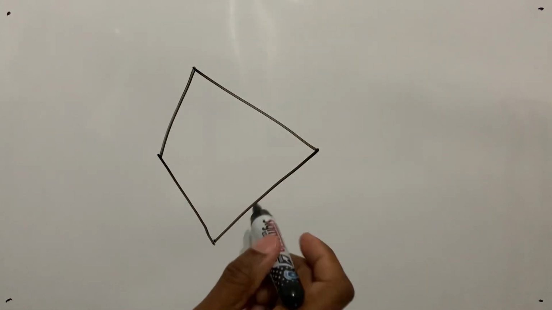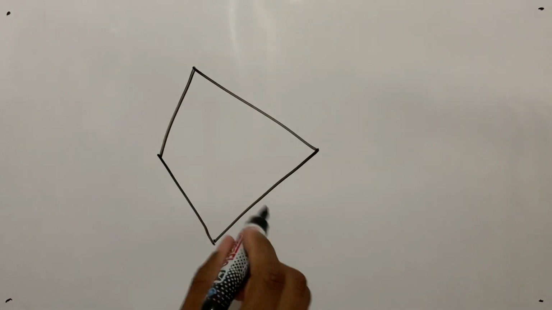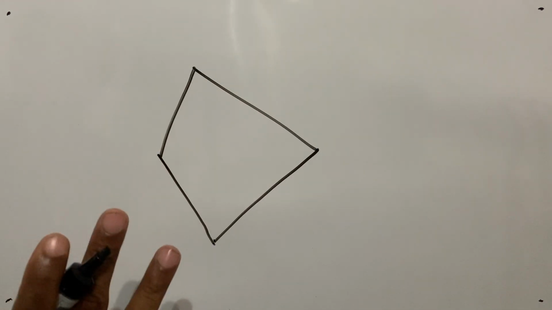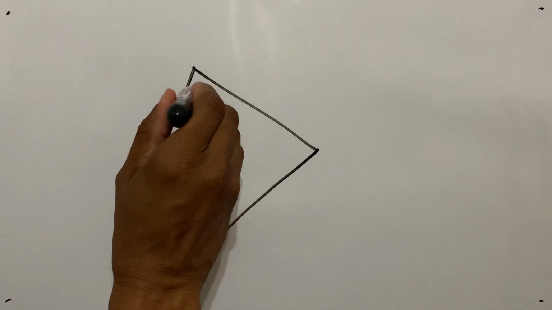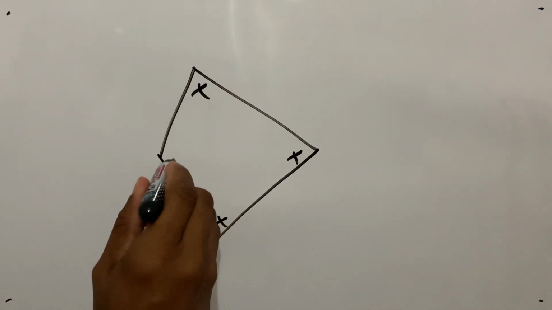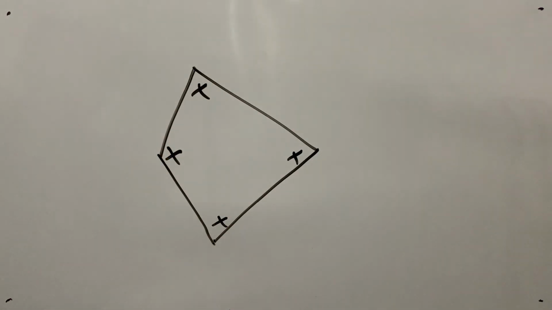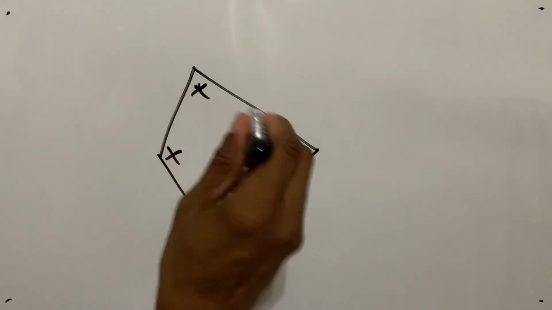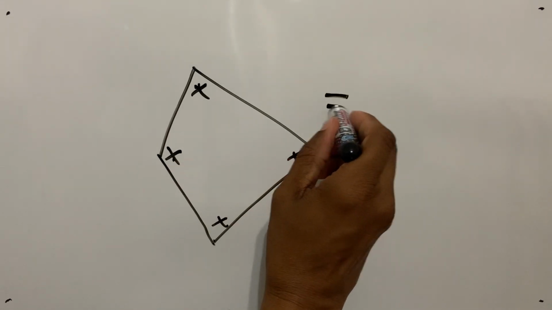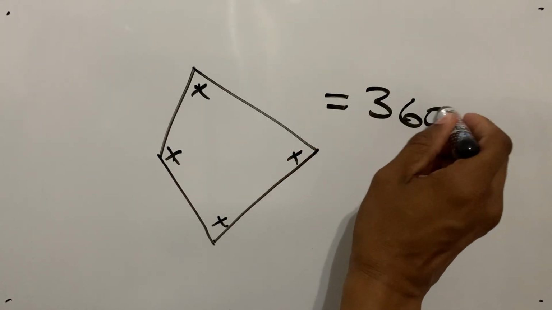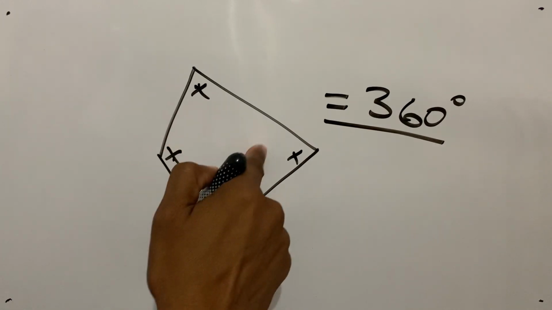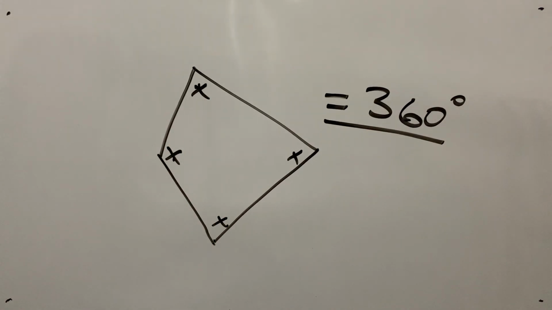It doesn't necessarily have to have right angles inside. It's just a figure with four sides, okay? All angles within a quadrilateral, when we add them up, we get 360 degrees. So a quadrilateral is any four-sided figure.